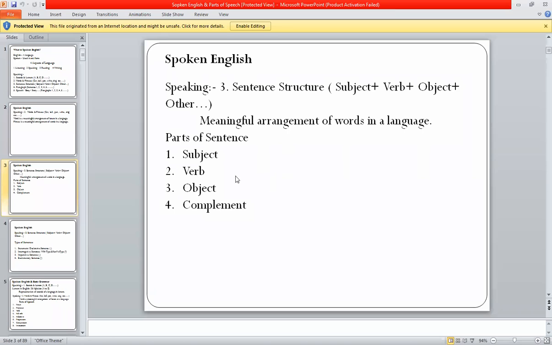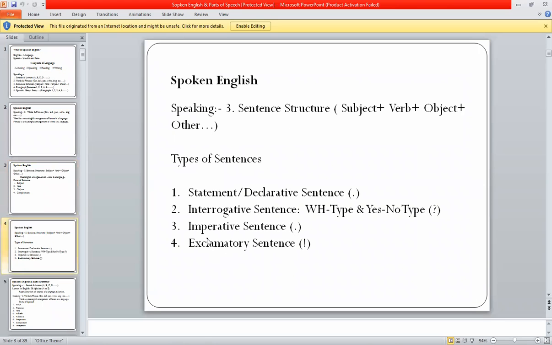Then what are the parts of a sentence? The sentence is made up of different parts like subject plus verb plus object plus complement. So S plus V plus O plus C, SVOC, this is called the sentence structure. A sentence is made up of its parts, and SVOC is called the parts of a sentence.